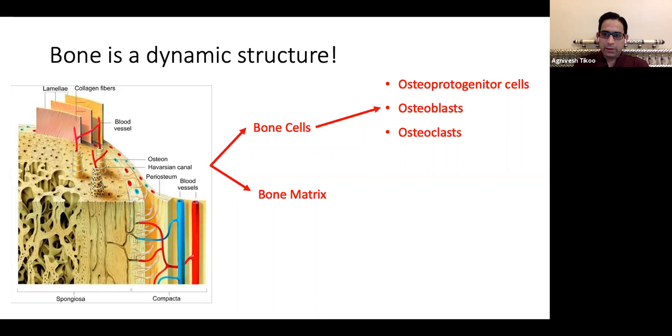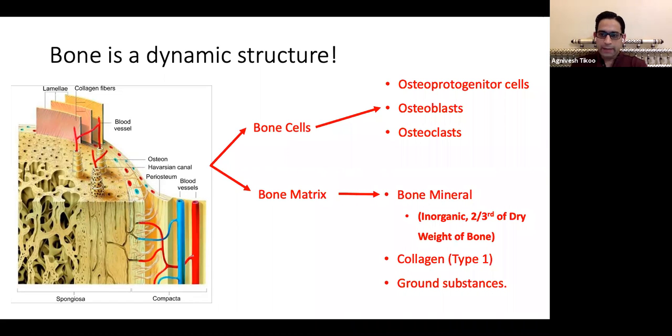The cells are primarily of three types: osteoprogenitor cells, osteoblasts, and osteoclasts. We all know osteoblasts help in bone formation, whereas osteoclasts help in bone resorption. Whenever there is a need for calcium in the blood, osteoclasts will dissolve the bone and send that calcium into the blood. And whenever the blood has adequate calcium and bones need it, osteoblasts will form bone and help deposit it into the bone.